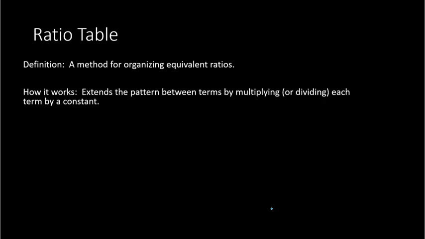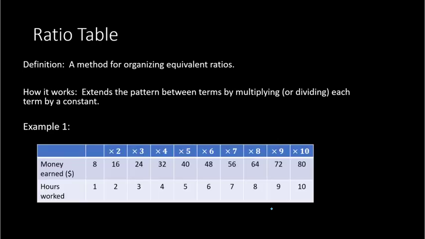So how it works is we can extend a pattern between terms by multiplying or dividing each term by a constant. So what does that look like? So here's our first example. This is dealing with money earned and the number of hours worked. So notice we have this first column right here. This first column says that individual worked for 1 hour and earned $8.